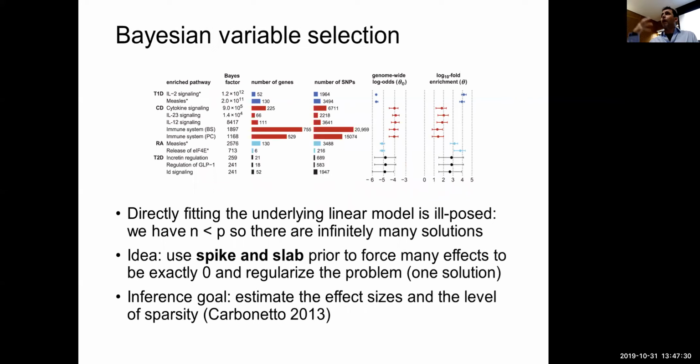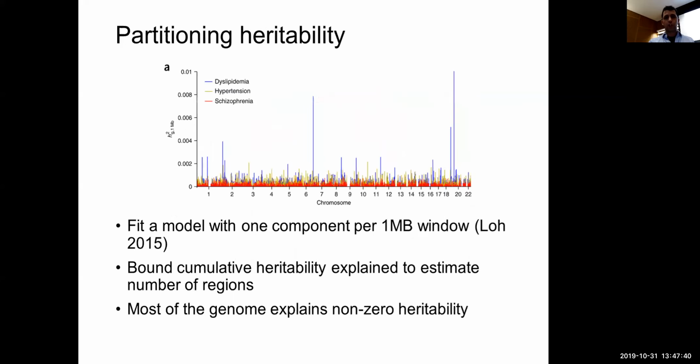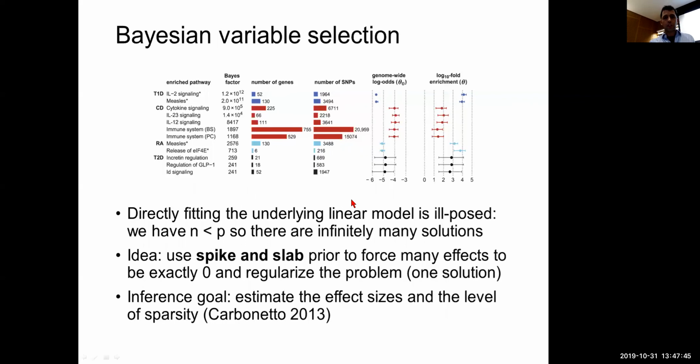So now the question is, embracing that dramatic polygenicity, how do we go about selecting the locations that we're going to use in our polygenic risk scores? And what does that tell us about disease architecture? The first is that directly fitting the underlying linear model is actually ill-posed because we have so many different loci and very, very few individuals. We have millions of loci, but in our association studies, we only have hundreds of thousands of individuals at best. So it is under-constrained.